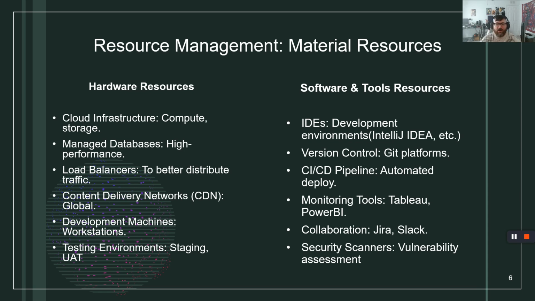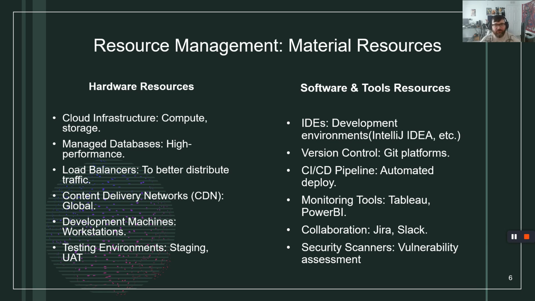Next, we are going to want to make sure that our content delivery networks are global. Like I said, this is going to be for a global audience. It's not just going to be for America. So, we want to make sure that we're following all standards and industry standards. For any development machines, we're just going to use standard virtual machine workstations. And for testing environments, we're going to do staging and UATs.